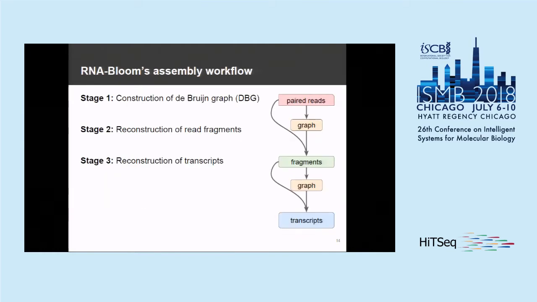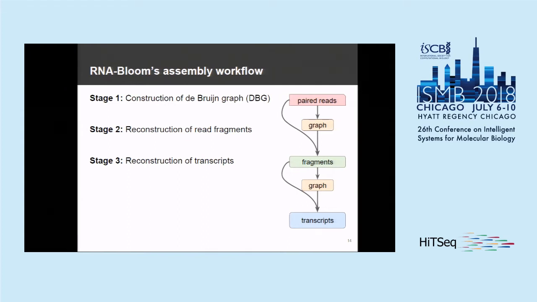Now that I have told you about the data structure that is used in RNA-Bloom, I'll go over how RNA-Bloom assembles transcripts. Its workflow basically consists of 3 stages. First, it will construct the de Bruijn graph, followed by reconstruction of read fragments, and finally, it will reconstruct transcript sequences from the reconstructed fragments.